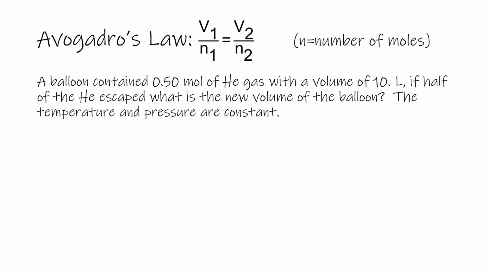And so in this example problem, you're given the number of moles of gas, but if you were given the amount of gas in grams, you would have to first use the molar mass from the periodic table to convert the grams into moles.